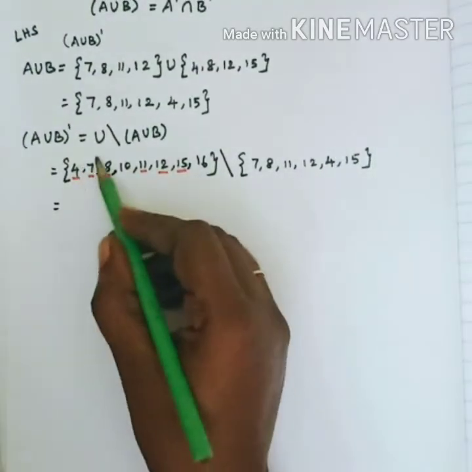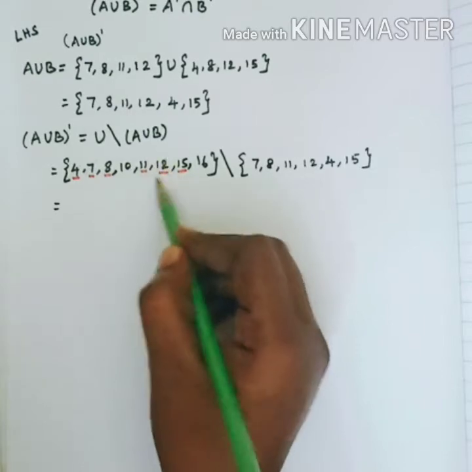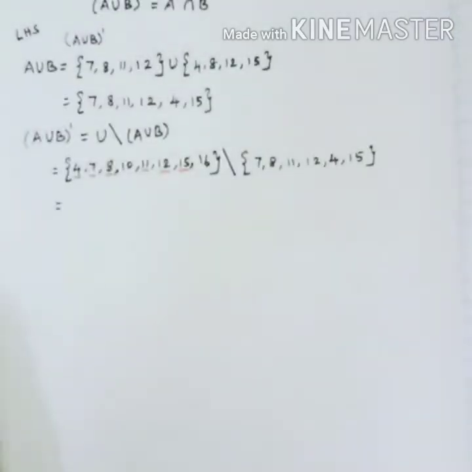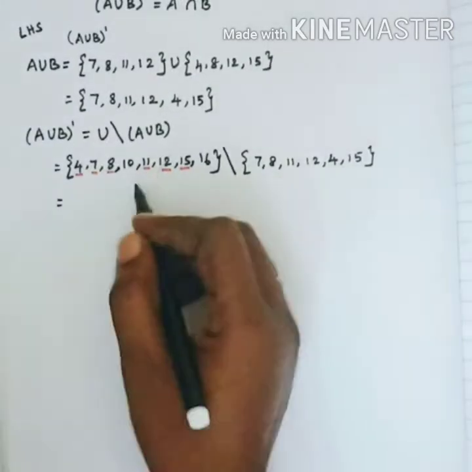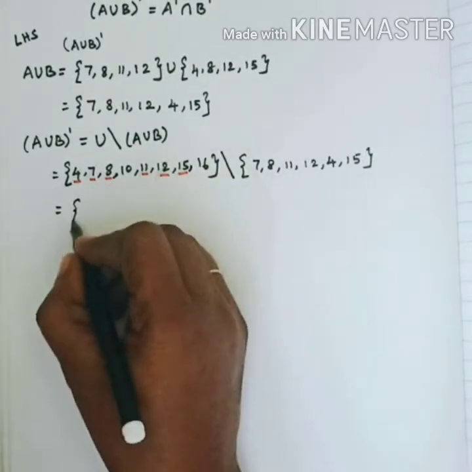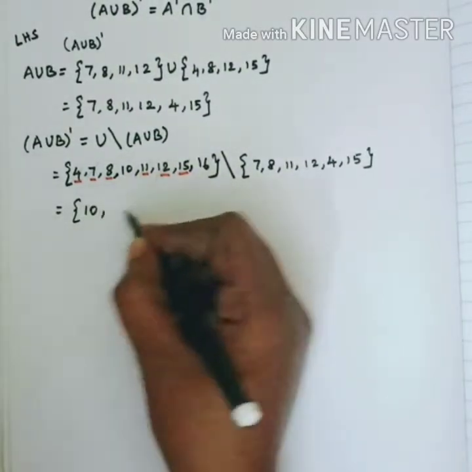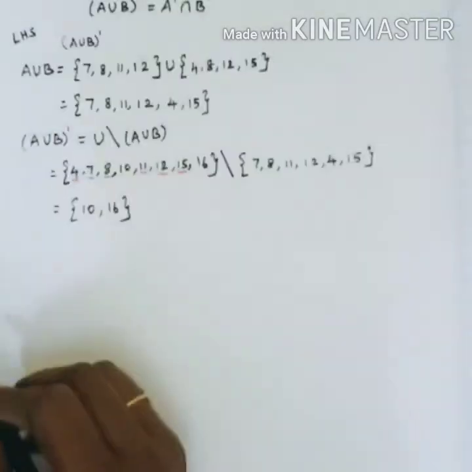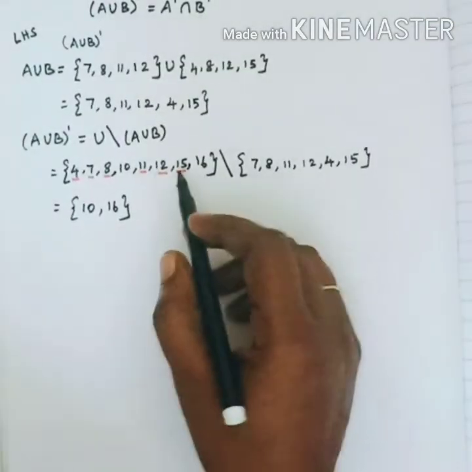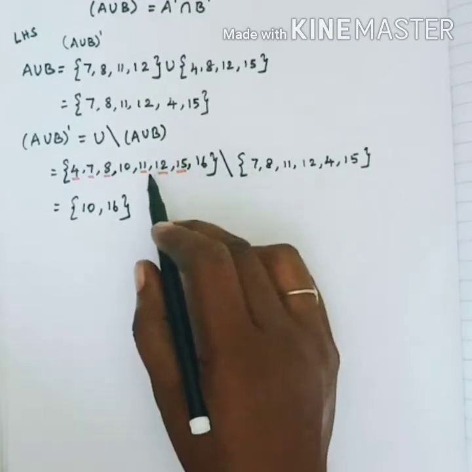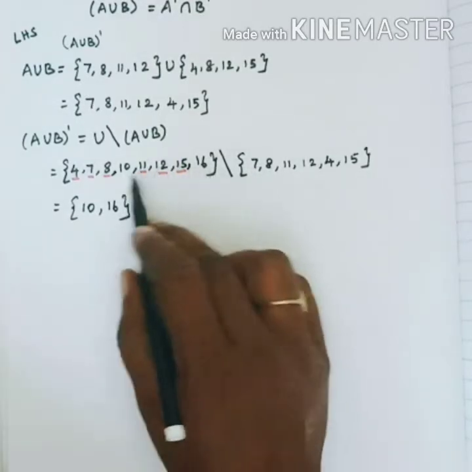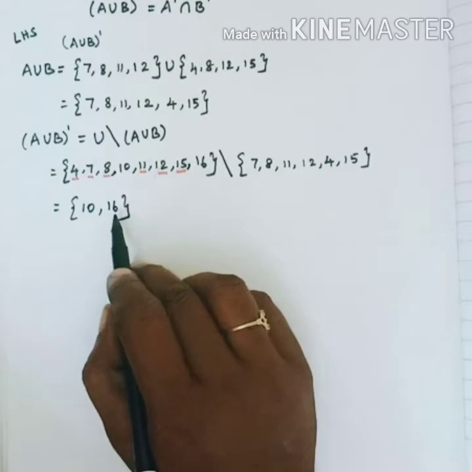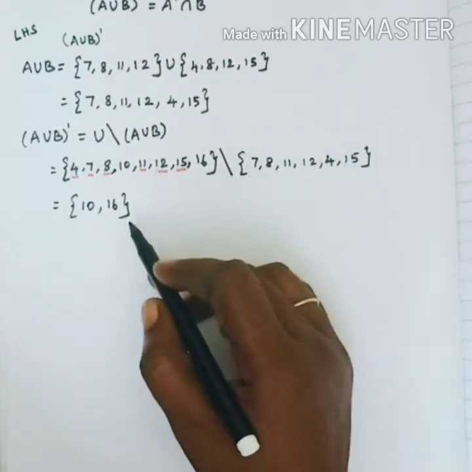Omit these elements in the first set and write the remaining elements in the first set. What are the remaining elements? 10 and then 16. So this is the answer. You have to omit the common elements in the first set and write the remaining elements in the first set alone. Don't include the second set.